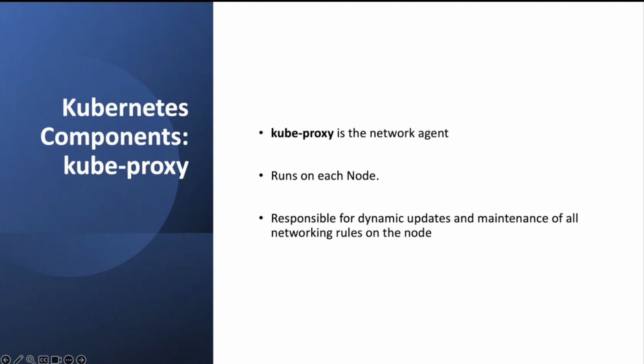So kube-proxy we briefly talked about. Just repeating what we said, kube-proxy is basically responsible for dynamic updates and maintenance of all networking rules on the node. It ensures different nodes can talk to each other, different containers can talk to each other, different containers on different ports can talk to each other, different pods on different nodes can talk to each other, or different pods on different clusters can talk to each other, as long as they're on the same Kubernetes system.